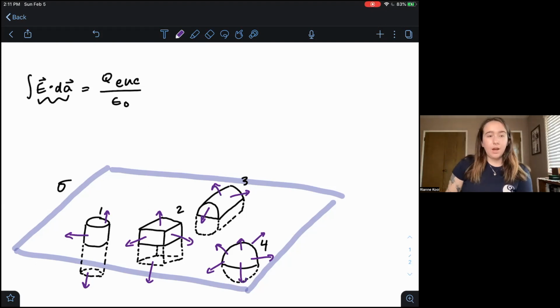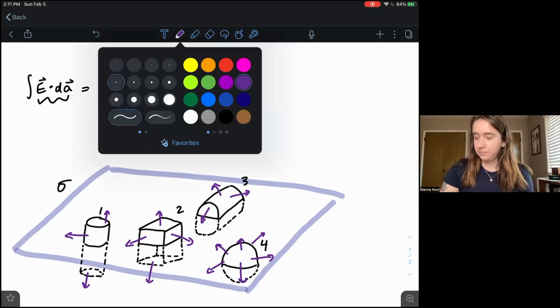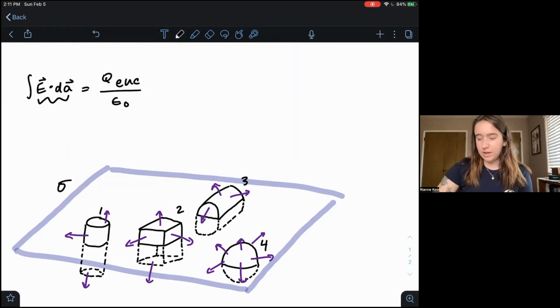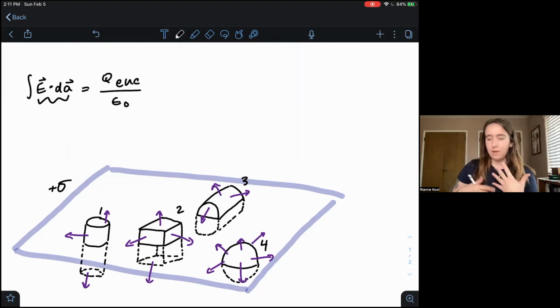So yeah, and so we want to find one that would be the best way to solve this. I should mention that this sigma, we're going to say, is a positive sigma. When it's just sigma, we normally just assume that it's positive, but I'll make the distinction here that it's positive.